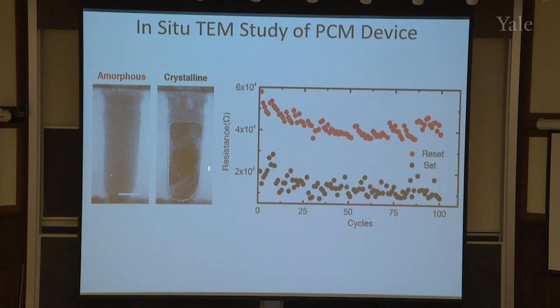Now, here is a snapshot of the amorphous state. So the atoms are disordered randomly. And this is the crystalline state. So you can see that the intensity is much darker. And now these are the resistance values between the high resistance state and low resistance state as a function of the number of cycles that we're running inside the TEM. This is all good. We're very excited that we can do this.